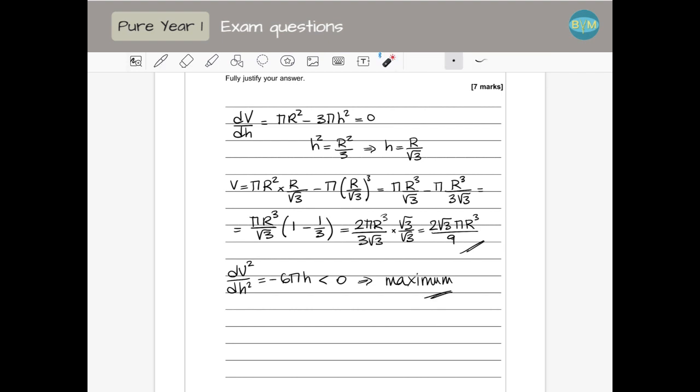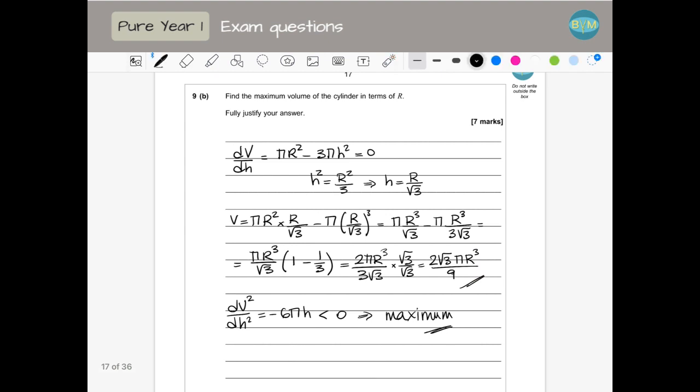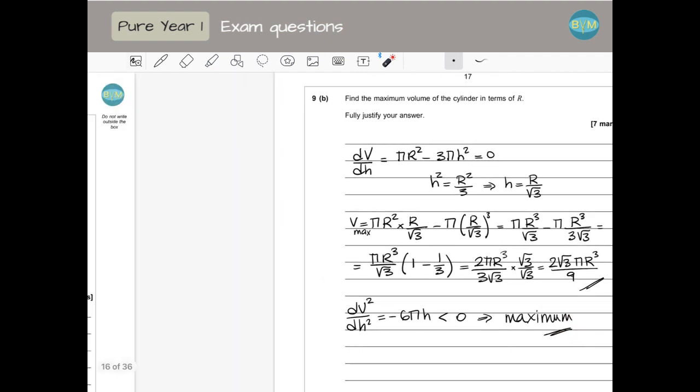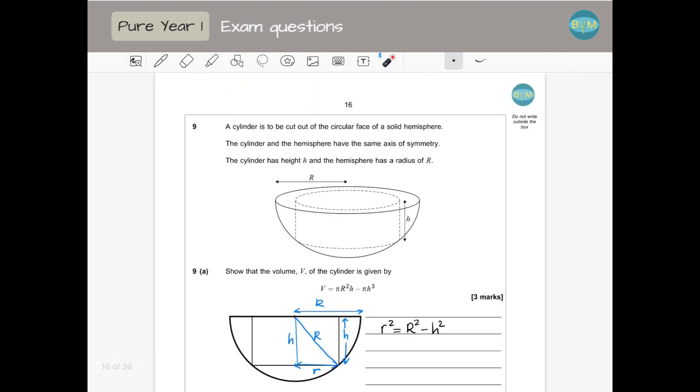And that's all with this question. So we found the maximum value of the volume, so this is the maximum volume, and we have justified that it is a maximum. And that's all with this question.